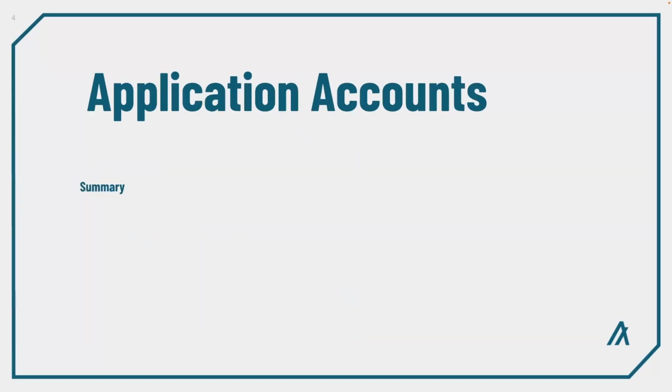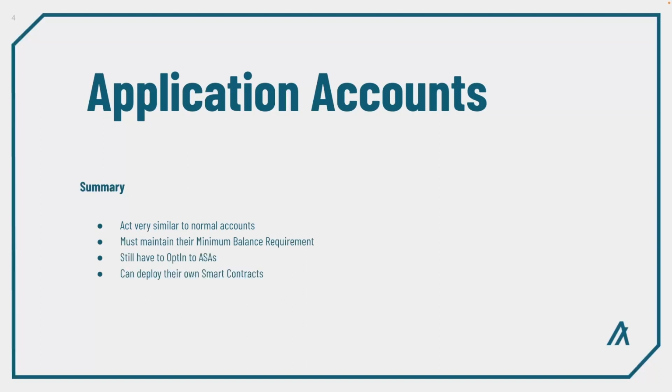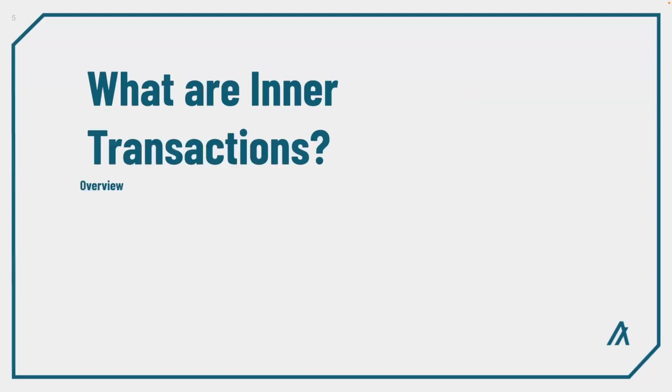Much like a normal account you may use, application accounts have most of the same features and functionality. For example, they must maintain their own minimum balance requirements. This is important when applications opt into ASAs, deploy their own smart contracts, and especially when creating and managing box storage. Now we understand the basics of application accounts. How do we actually use them?